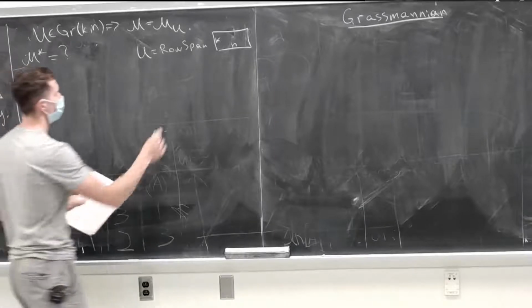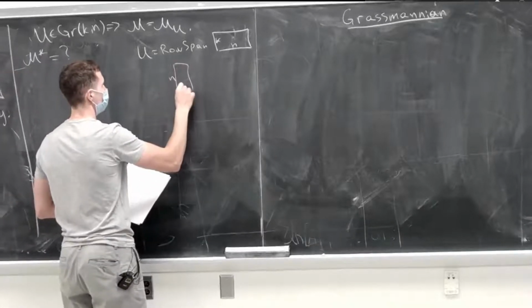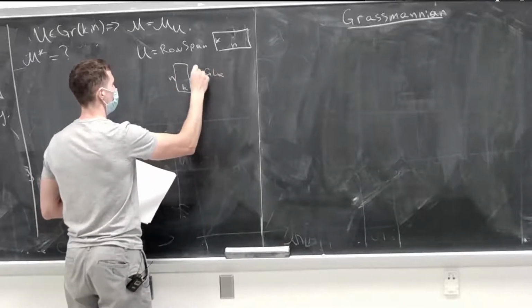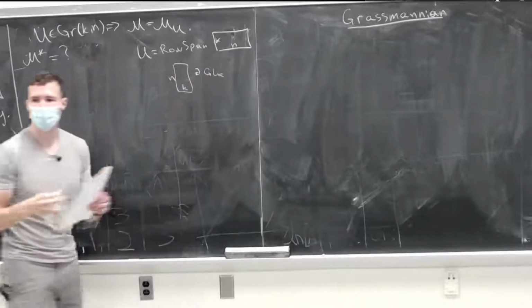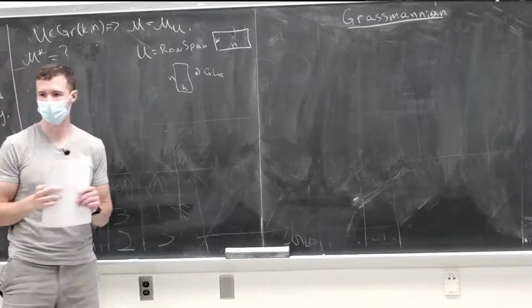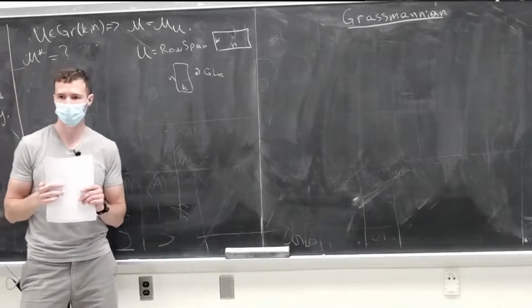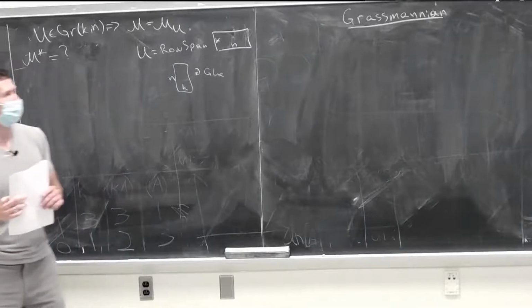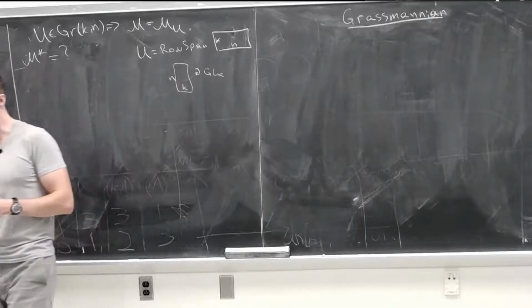Okay, so you want to take N by K with action on the right. So you can act by GL K on the right. Then what? How do we get the rank N minus K from this picture?